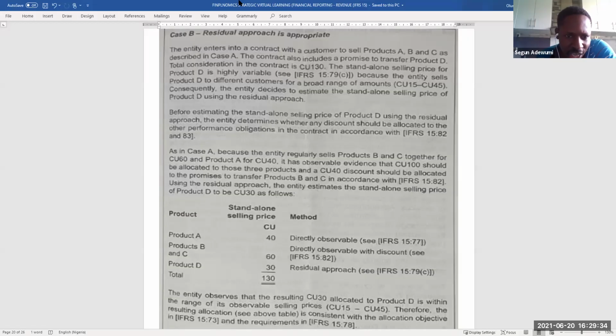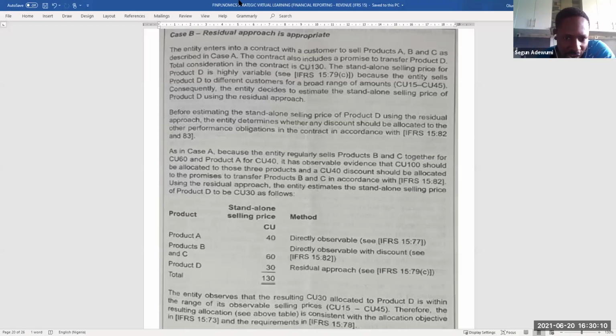As in case A, because the entity regularly sells products B and C together for 60 CU and product A for 40 CU, it has observable evidence that 100 CU should be allocated to those three products and a 40 CU discount should be allocated to the promises to transfer products B and C in accordance with IFRS 15, paragraph 82. Using the residual approach, this entity estimates the standalone selling price of product D to be 30 CU as follows.